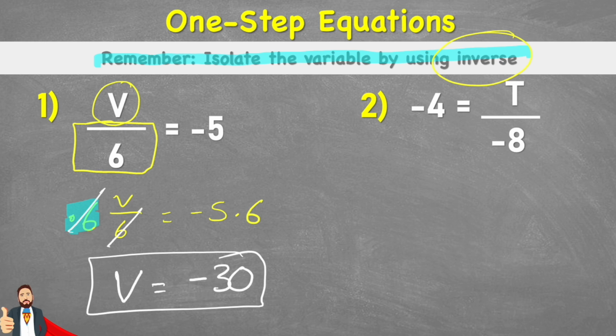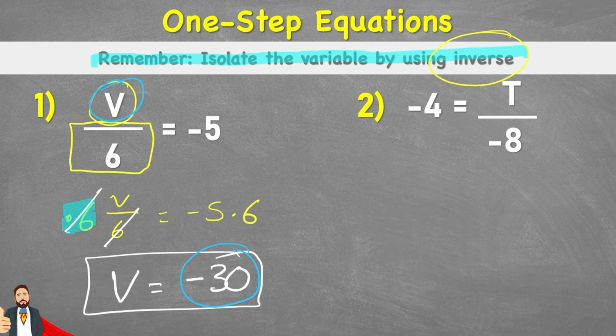Let's double check that by inputting negative 30 in place of our v, just to check we've got the right answer. So negative 30 divided by 6 equals negative 5. Let's check that. Well, negative 30 divided by 6 means that we're going to be coming positively up our number line. So negative 30 divided by 6 equals negative 5. And therefore, negative 5 equals negative 5. Good, got that one correct.